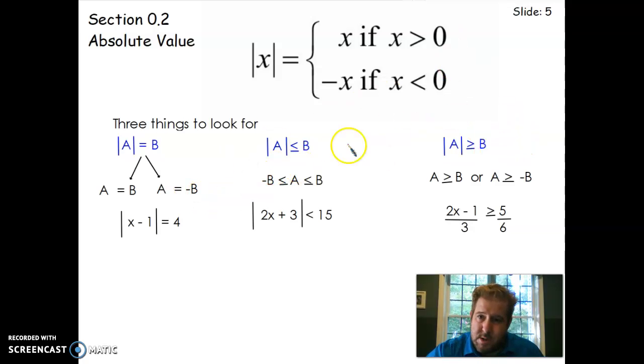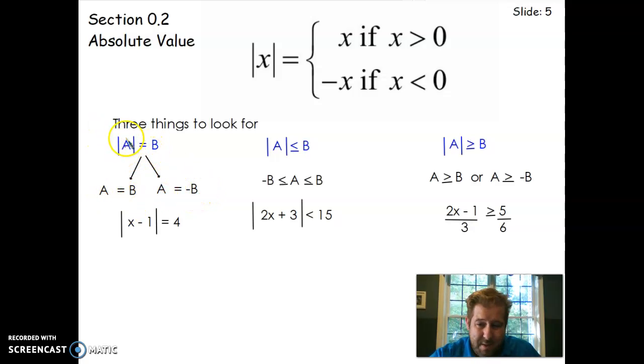All right, so these are the three things you want to look for when you have absolute value. Absolute value of A could equal B. Absolute value could be less than or equal to B, or it could be greater than or equal to B. In each of these cases, with absolute value of A equals B, either A is going to equal B or A is going to be equal to negative B.